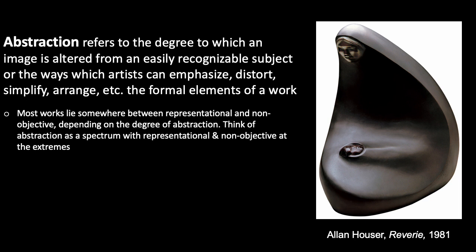And so for example here, Alan Houser's Reverie from 1981. This is representational or non-objective? I would say it's representational, although it's definitely been abstracted to a greater degree. We have sort of an irregular oval-like shape here, but then we have two recognizable human-like faces that help us understand this distorted form as a female figure, a mother, wrapped in kind of a large cloak, cradling her infant in her lap.